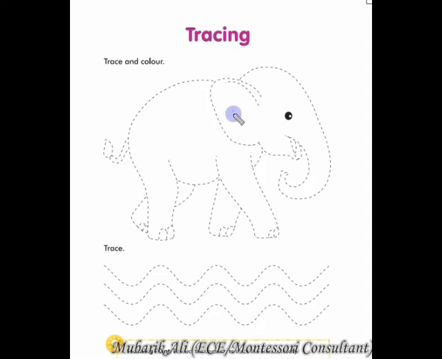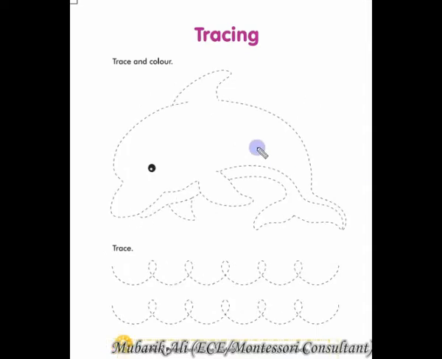Now we will do this activity again. So, look at this picture. What is this? Dolphin. Are you ready?